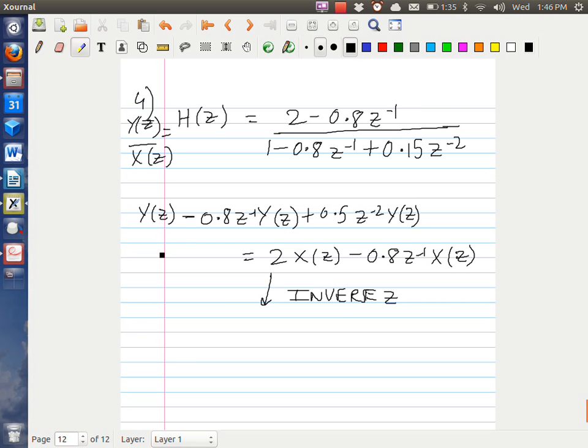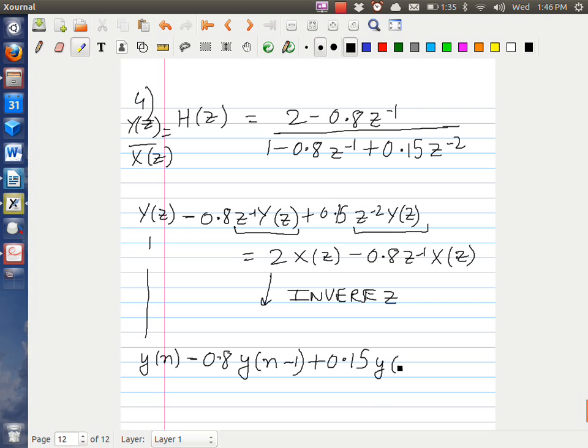That gives you y of n minus 0.8. So this is going to be y of n minus 1 plus 0.15, this is going to be y of n minus 2. This is going to be 2 times x of n minus 0.8, this is x of n minus 1.